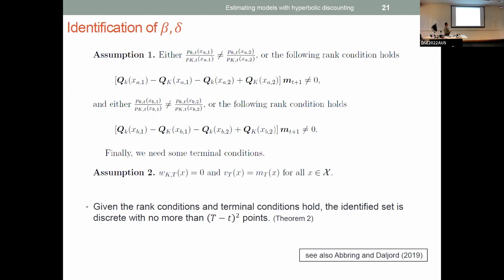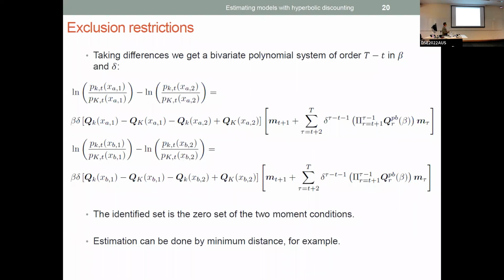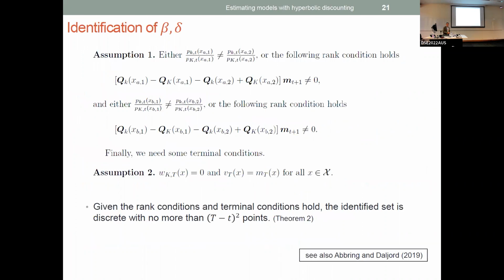Now, the identification hinges on some rank conditions because we need to invert things. So this is a function of the state transitions. We need to assume this is non-zero, and for the other pairs of states, this is non-zero. And we also need some terminal conditions.